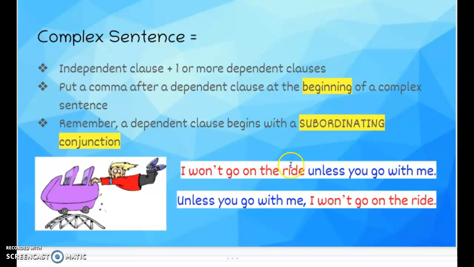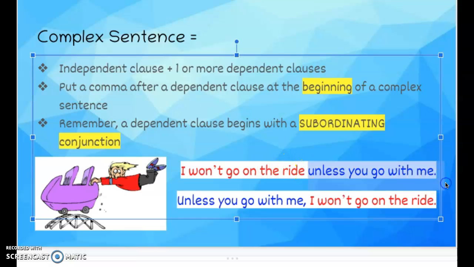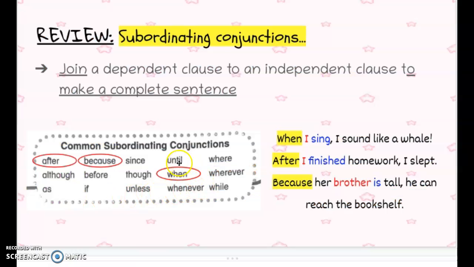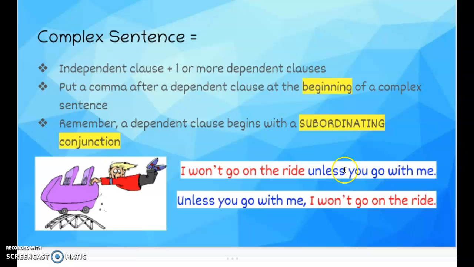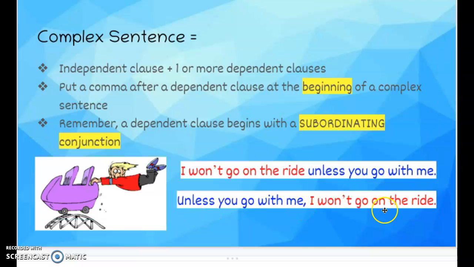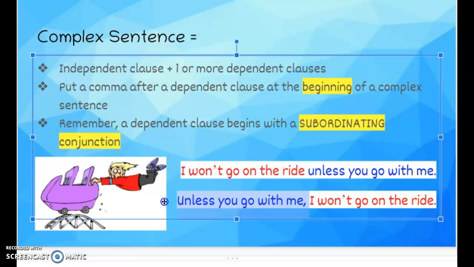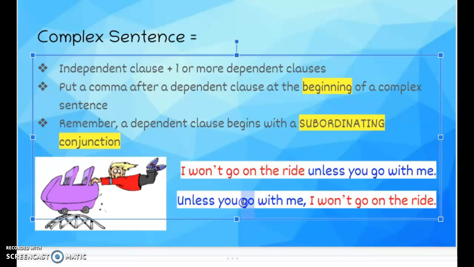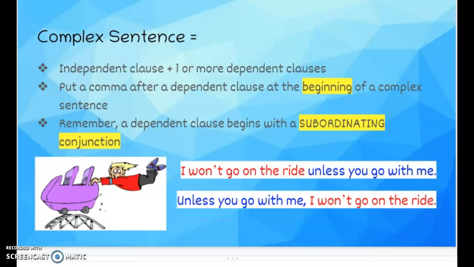I won't go on the ride unless you go with me. What is the subordinating conjunction here? Unless. Unless you go with me, comma, I won't go on the ride. This reminds us that if a dependent clause is in the beginning of a sentence, you put a comma. If a dependent clause comes at the end of a sentence, you do not put a comma.